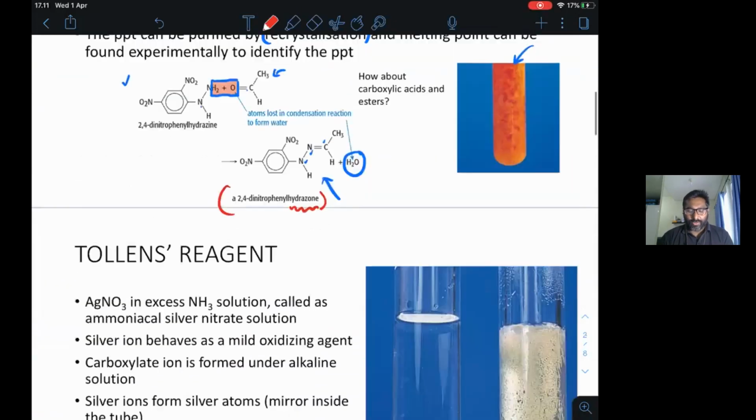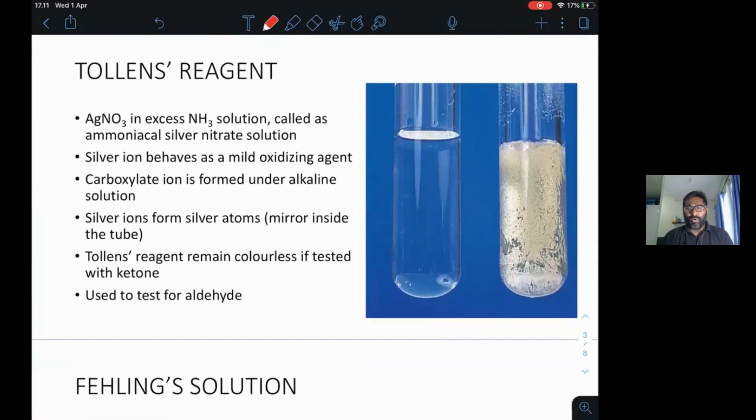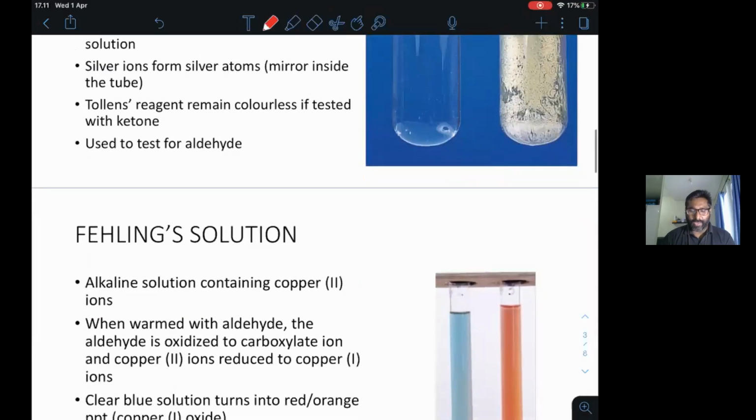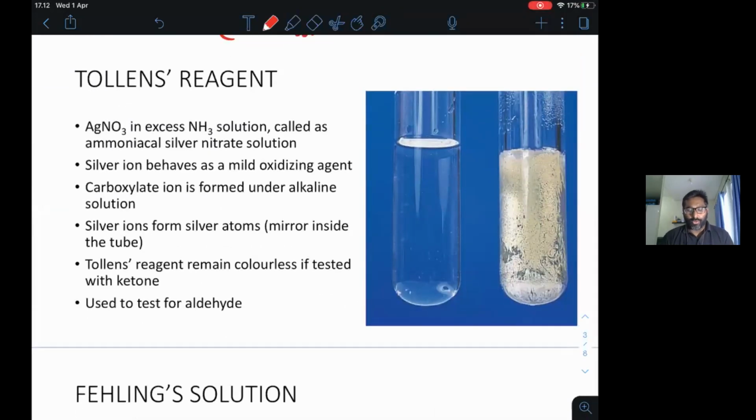So the next test that we are going to look at is going to be Tollens' reagent. Now it's going to be more specific. 2,4-DNPH tests for both, but now Tollens', and we have also another one, Fehling's. I'll just teach both of them together, Tollens' and Fehling's solution. Now Tollens' reagent and Fehling's solution work based on the ability of the compound to be oxidized.